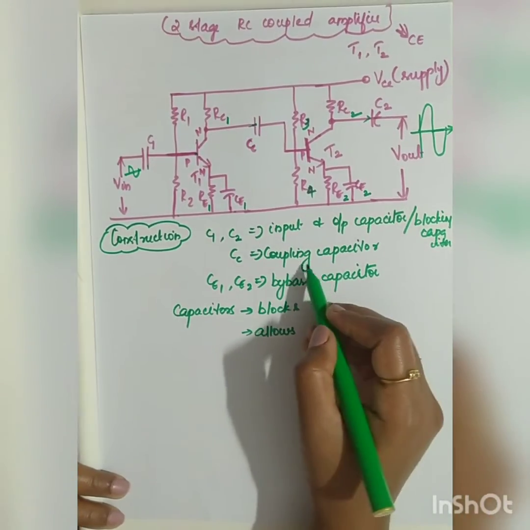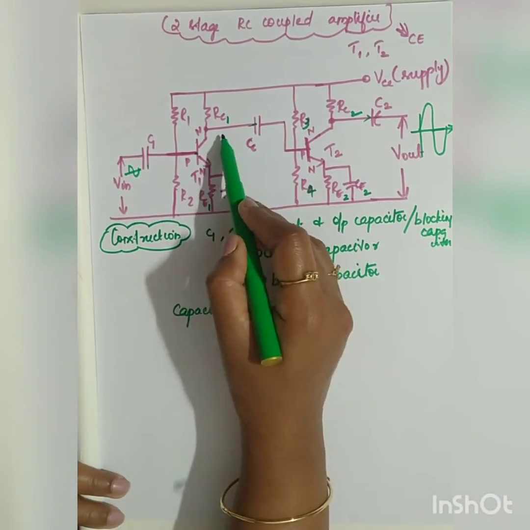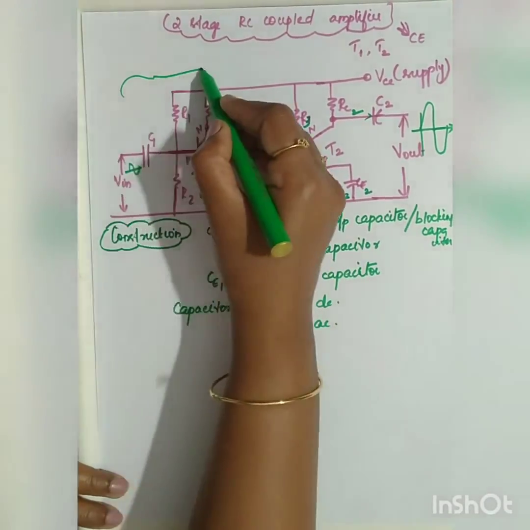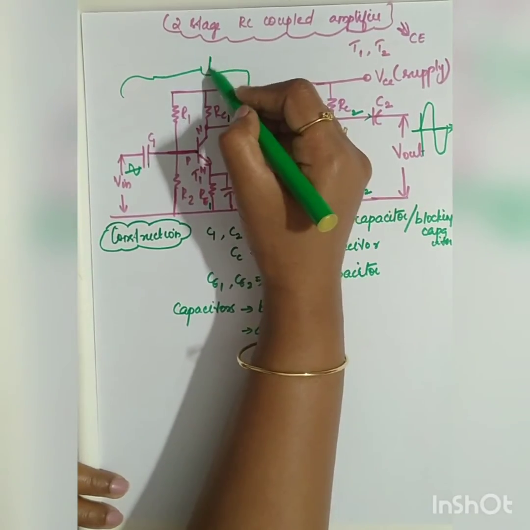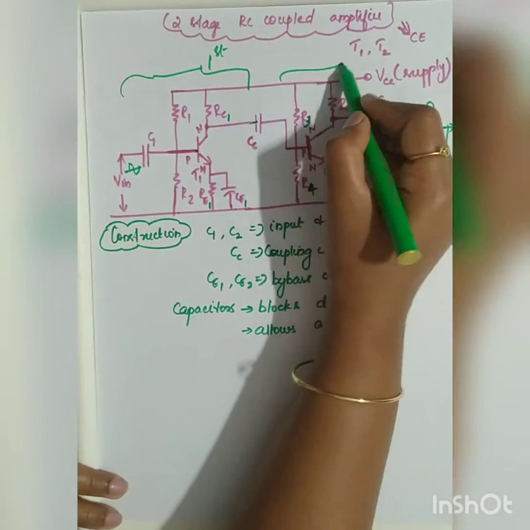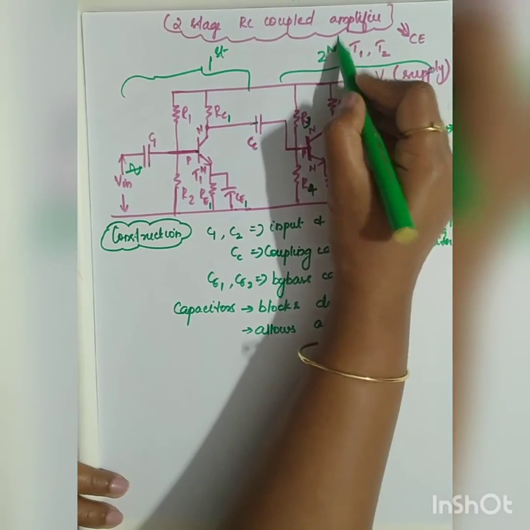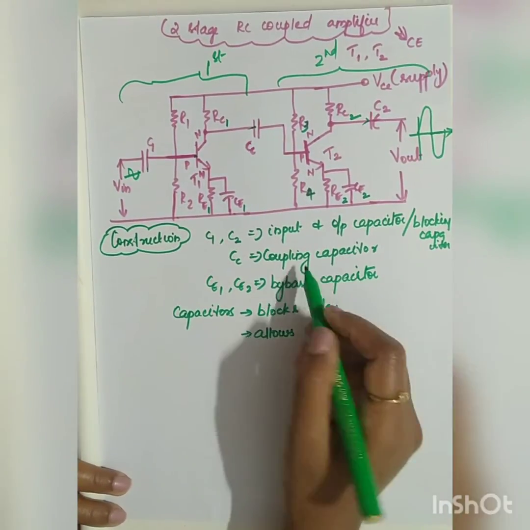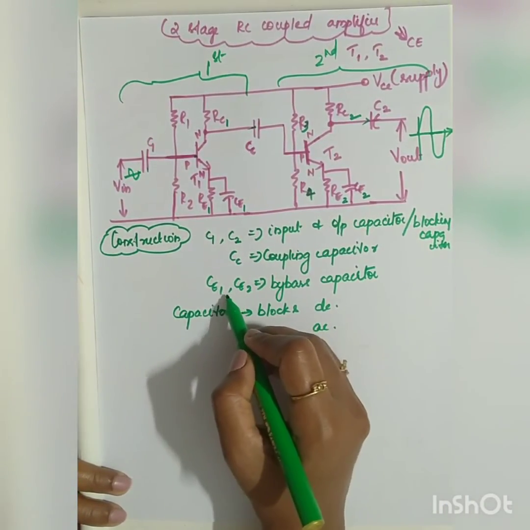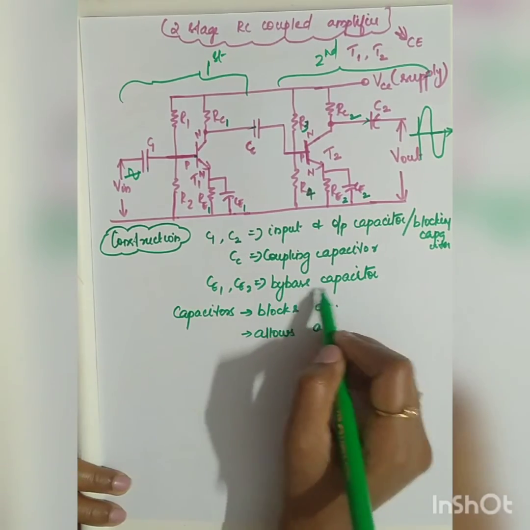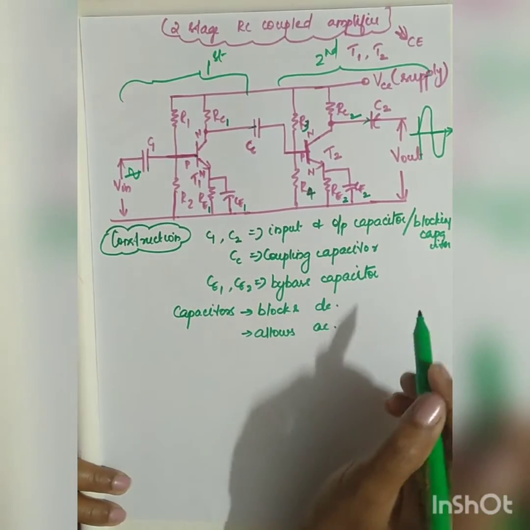CC is called the coupling capacitor because it couples the first stage, stage 1, and this will be your stage 2, the second stage. Coupling capacitor. And CE1 and CE2 are called bypass capacitors. Why? What is the reason?